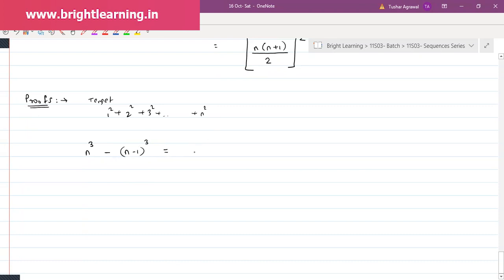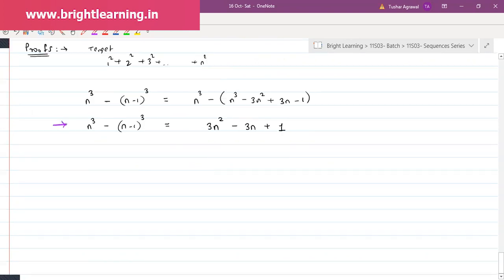So can you see that n cube minus n minus 1 complete cube is, using a minus b whole cube, n cube minus n cube plus 3n square minus 3n plus 1? Yes or no? So n cube minus n minus 1 whole cube will be equal to 3n square minus 3n plus 1 after the subtraction. Is it clear up till this point? Tell me.